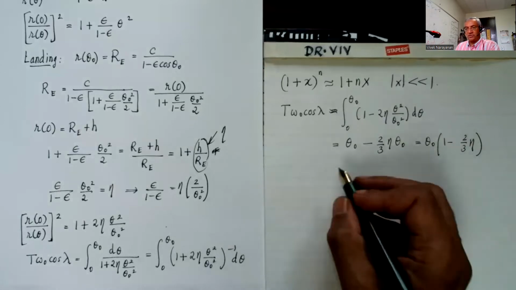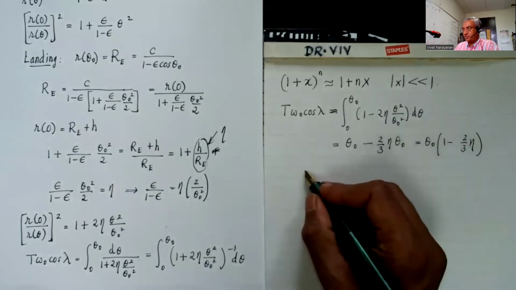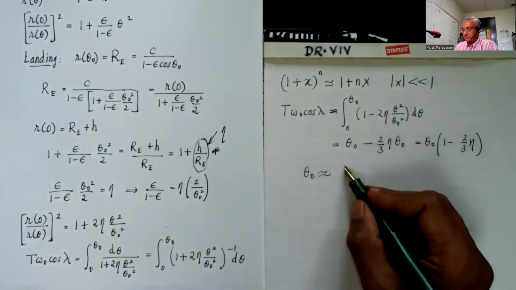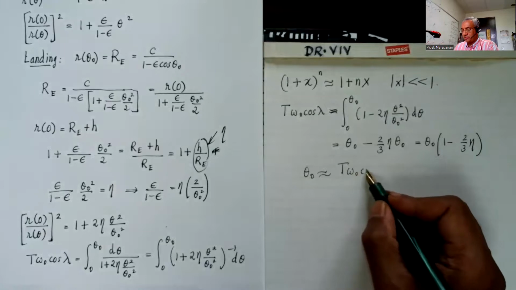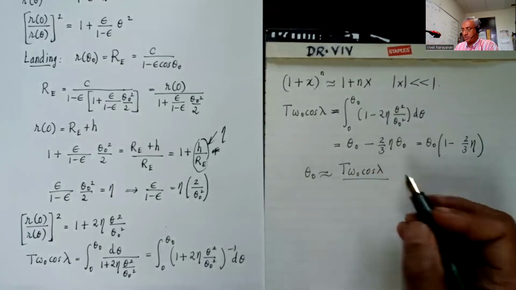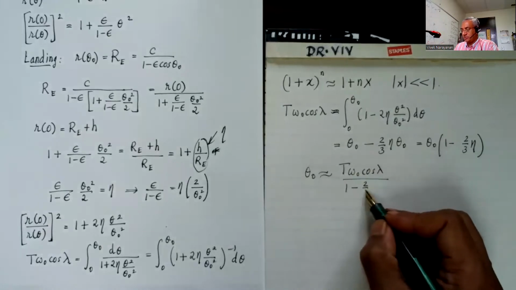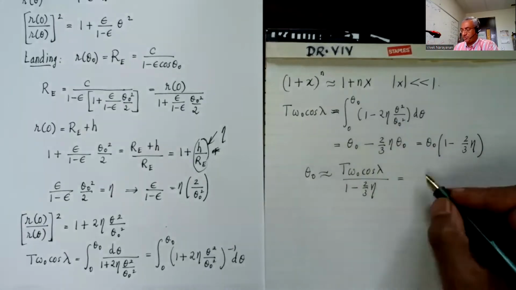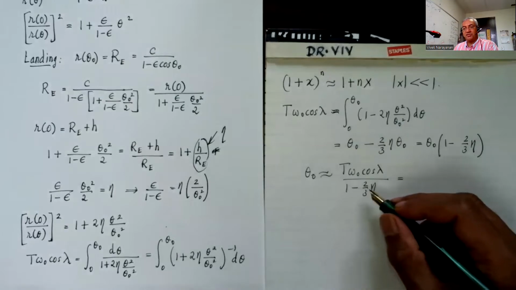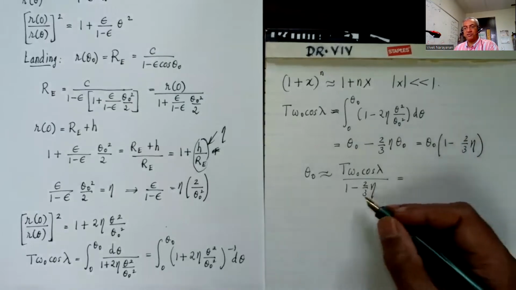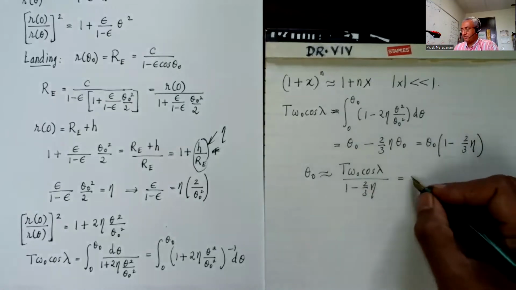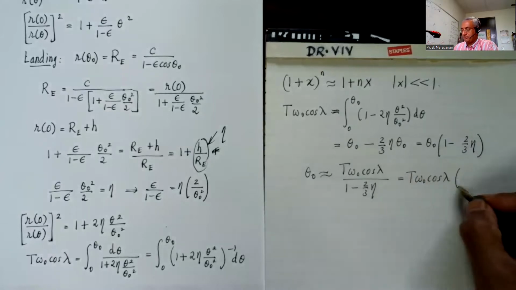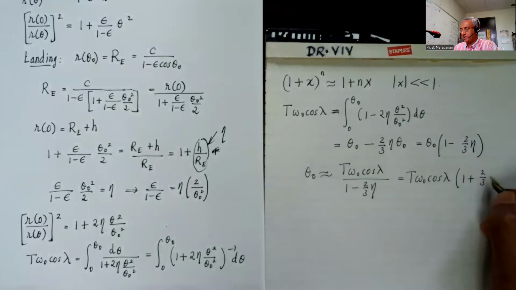All right, so we can now solve for theta naught. So theta naught is approximately equal to t omega naught cosine lambda over 1 minus 2/3 eta. Now I can use the binomial theorem approximation again, and this becomes 1 minus something to the power -1, so it becomes 1 plus that. So it's t omega naught cosine lambda times 1 plus 2/3 eta.